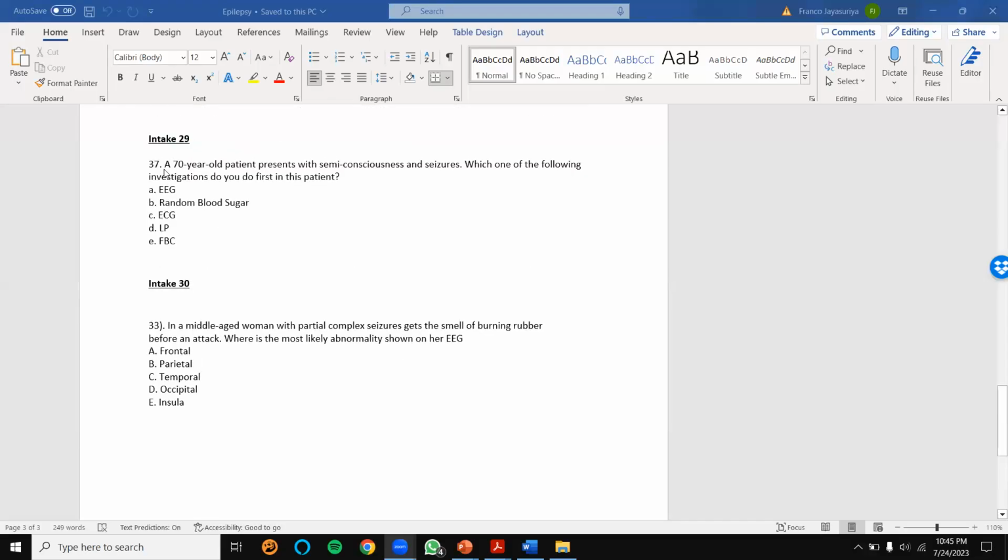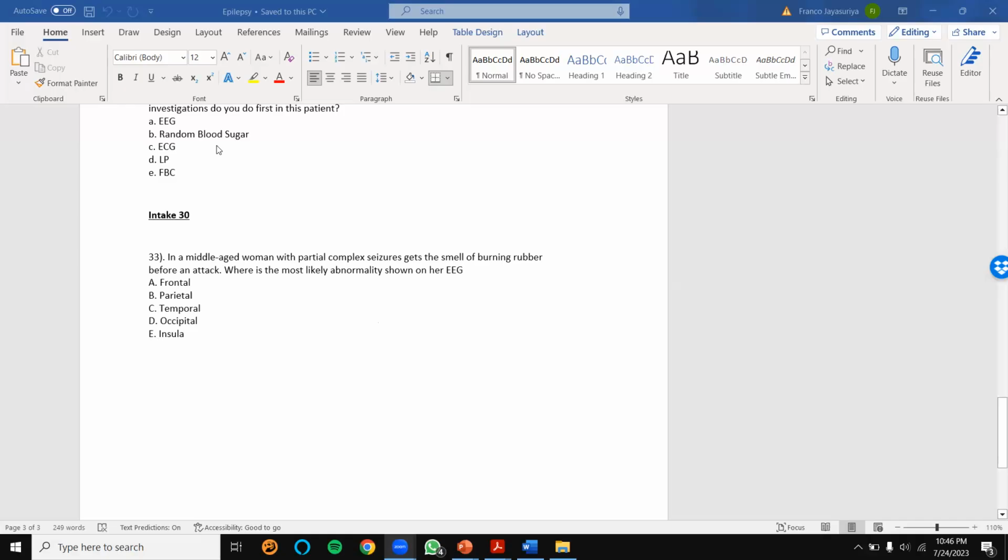Intake 29, question 37: a 70-year-old patient presents with semi-consciousness and seizures. Which of the following investigations do you do first in this patient? Semi-conscious and fitting, the best would be a random blood sugar. That's the CBS, what you do in your initial A, B, C, D, E, F, G part. Don't ever forget glucose. So random blood sugar comes first before the others. That's the easiest thing to do. Blood sugar is the answer.